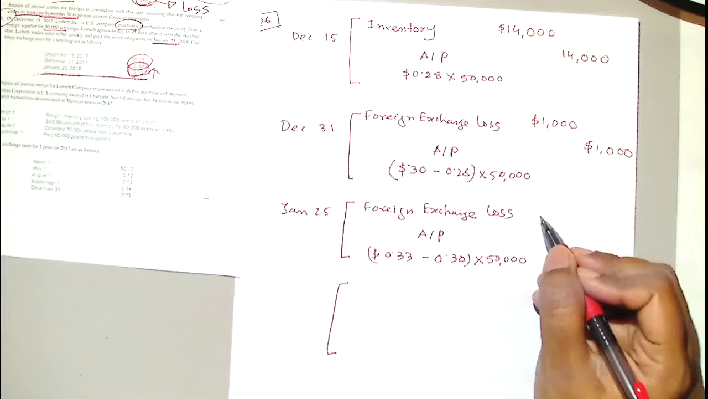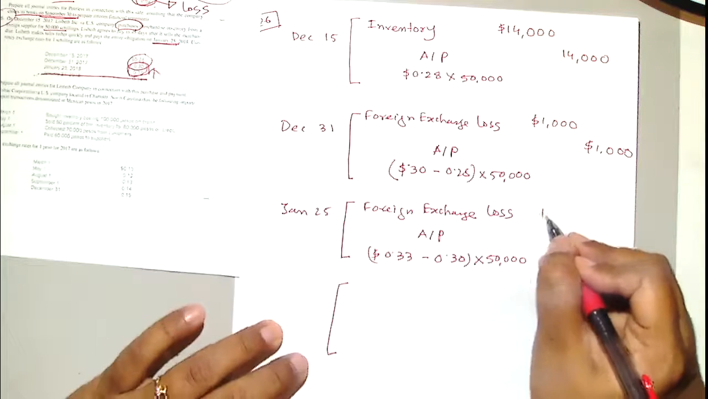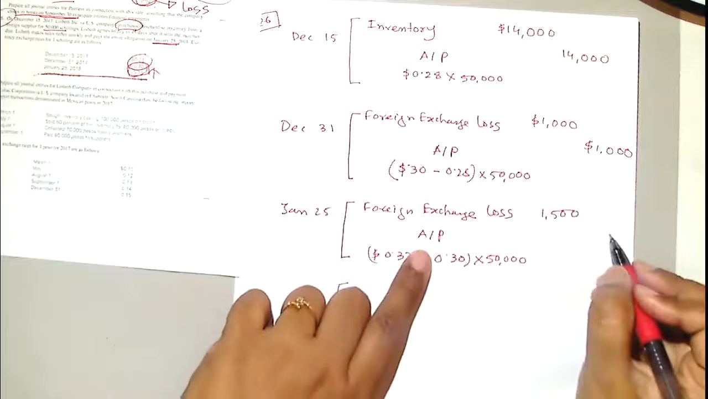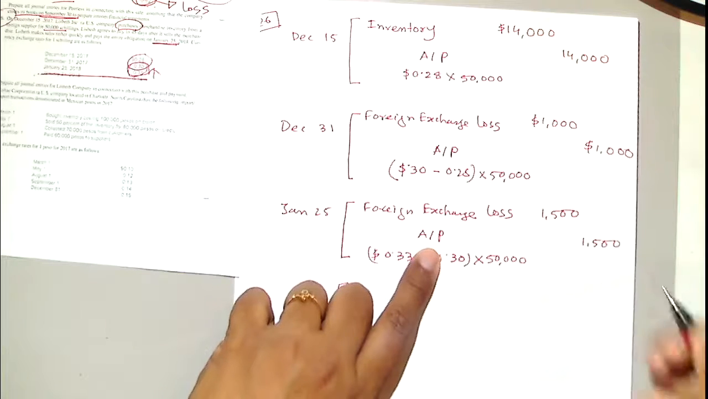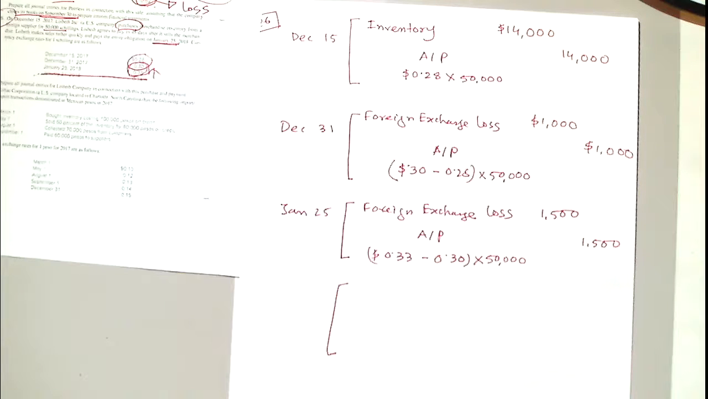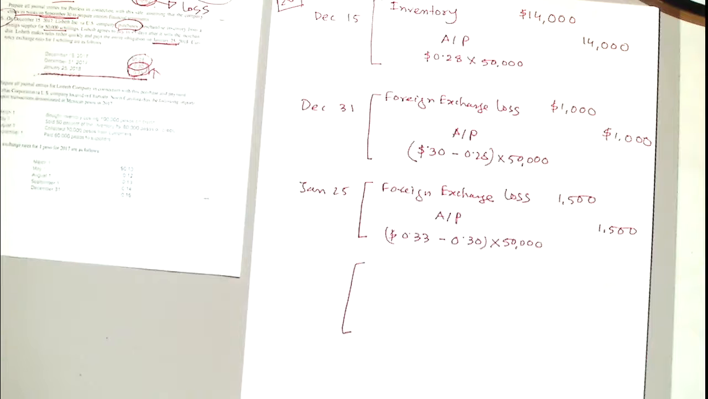On January 25th. It's 1,500, James. And at the same time, you have to pay more, so you are increasing your accounts payable by 1,500. Nicole, you got the same numbers. Very good. Now the last row will tell me: Noah, Victoria, and Gianna.